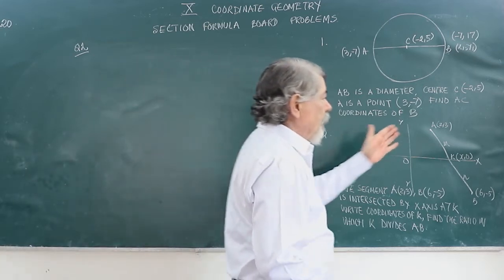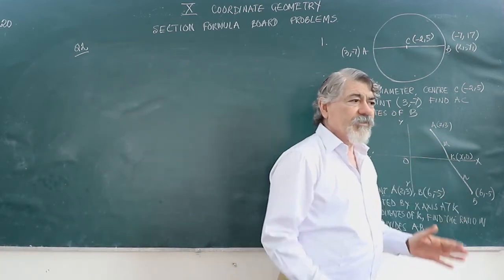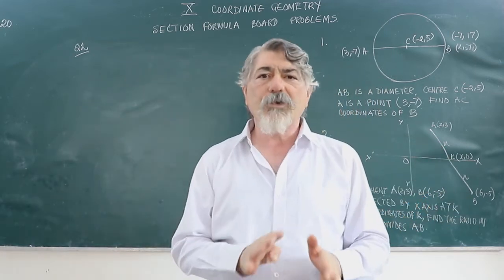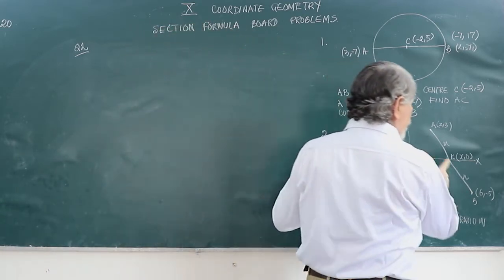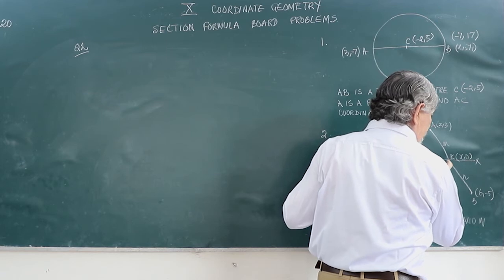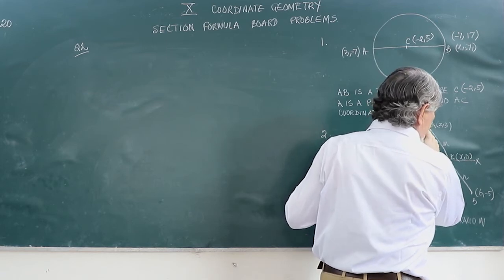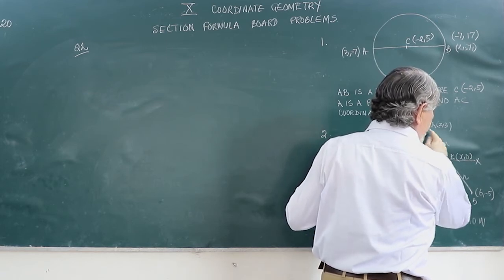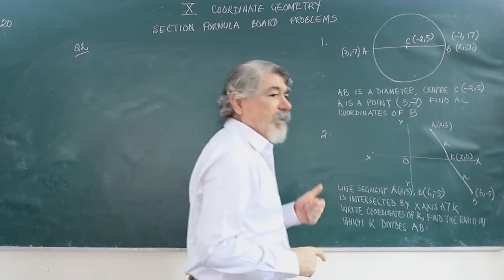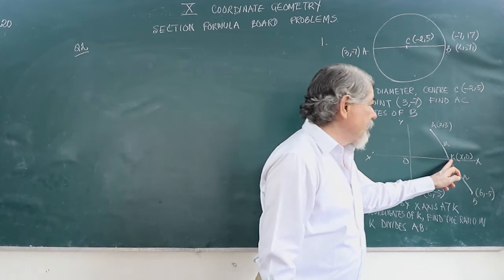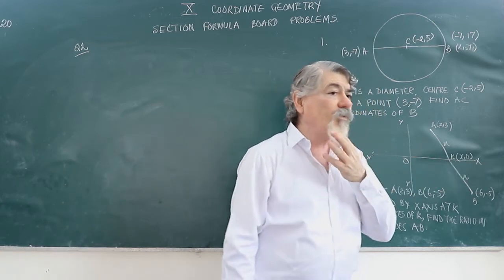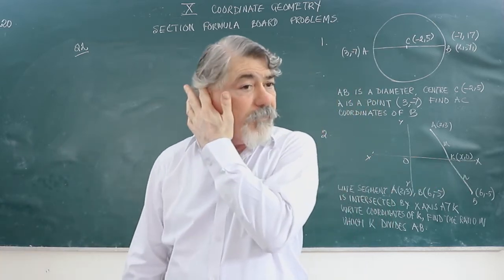You don't need to do it like that, but I like to demonstrate so that you understand clearly how the positioning of the points is. And A is joined to B. Obviously, if a point in the first quadrant is joined to a point in the fourth quadrant, the line will cut the x-axis. It cuts the x-axis at point K.